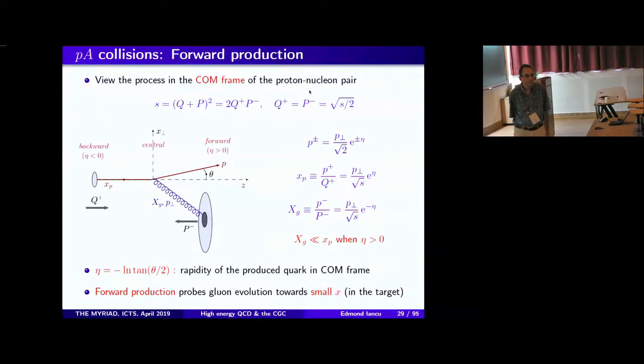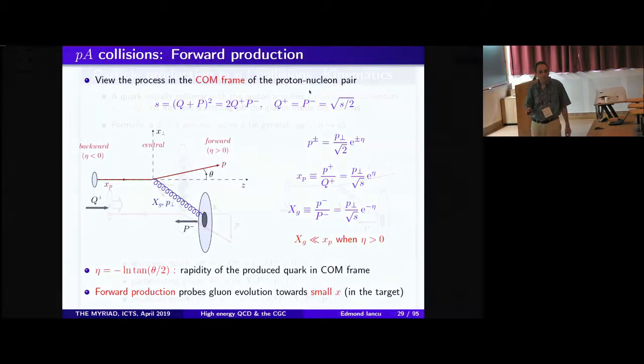A sort of dumb question, probably. If there are really a lot of gluons at small x, then I should probably scatter off more than one. That's my next slide, yes.